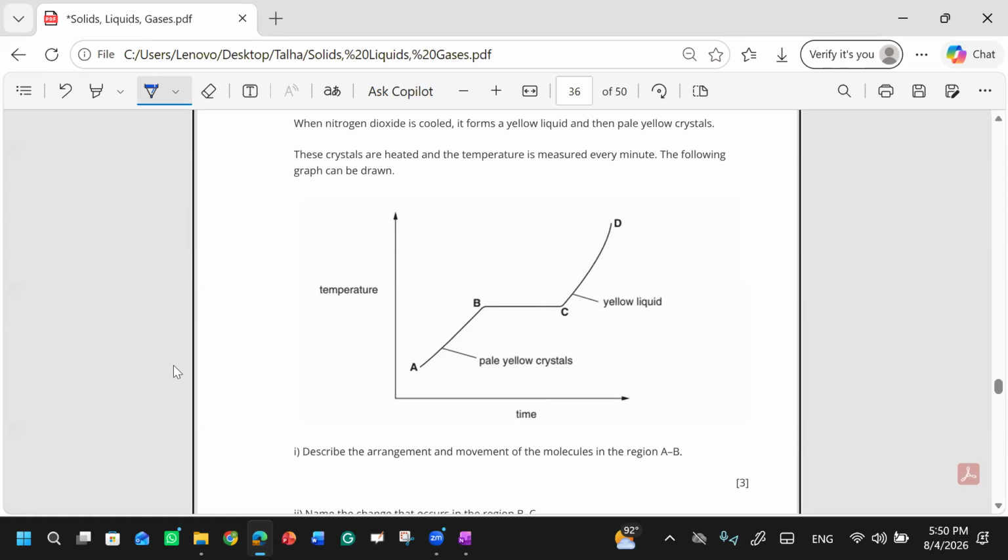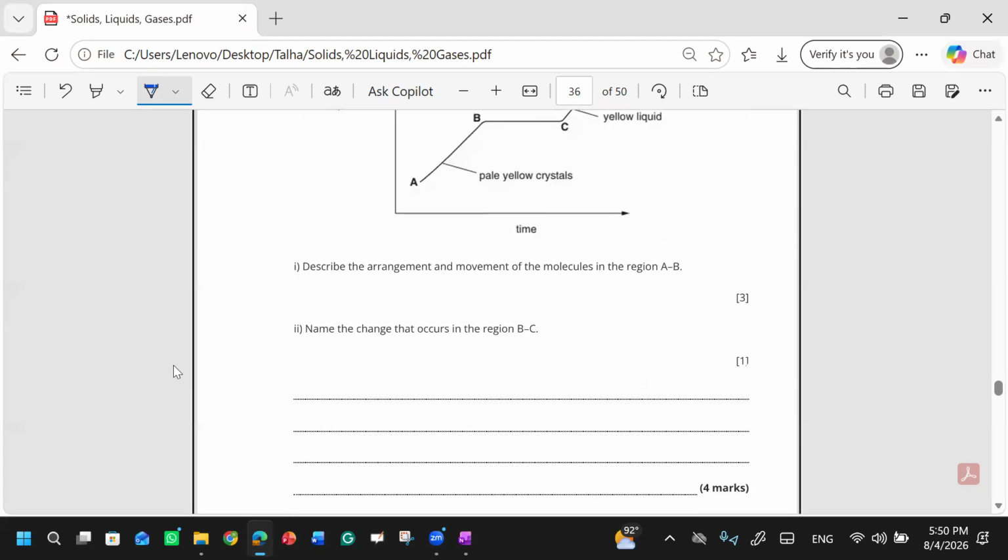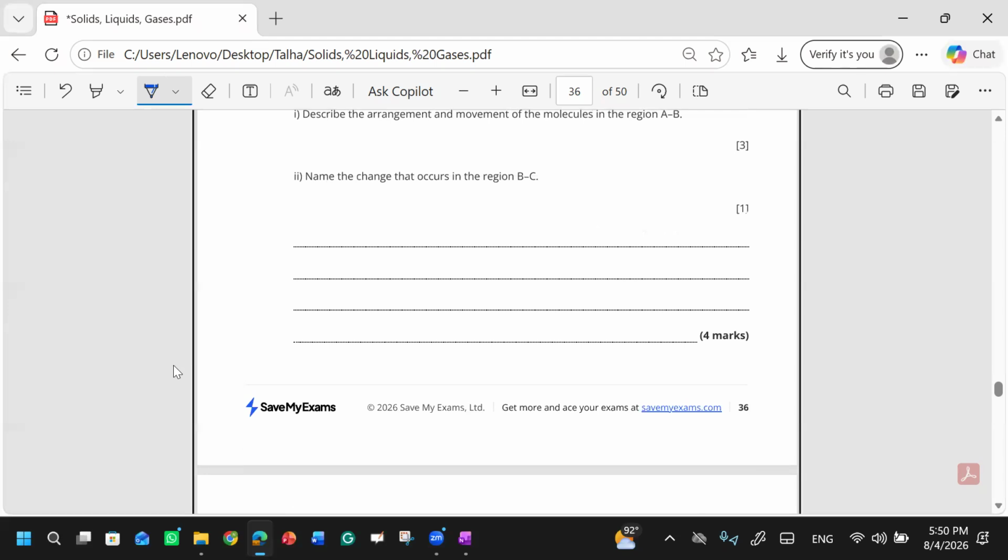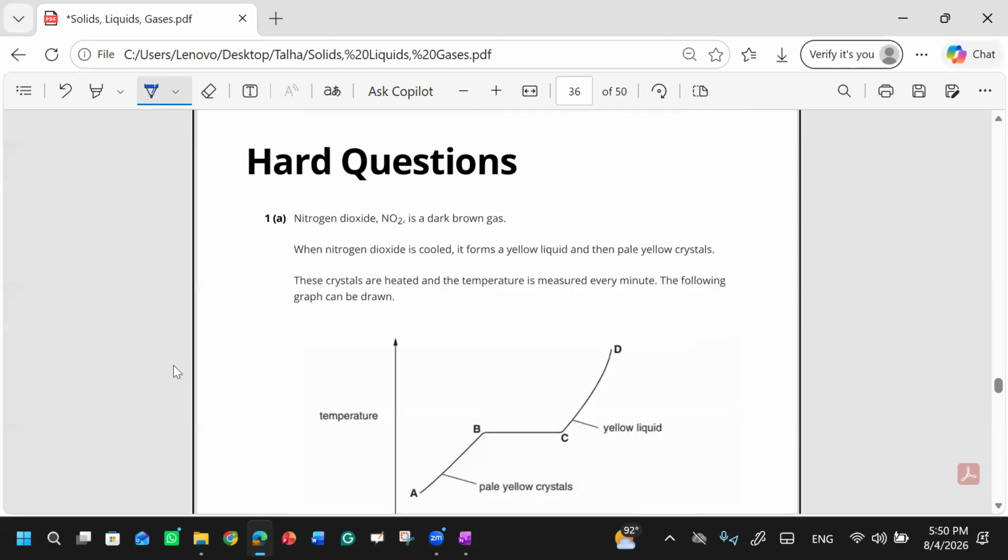It's a solid from A to B, and it will vibrate in fixed positions, but it will start melting. The molecules are tightly packed, in their fixed positions. They are close to each other. There are very minimum gaps, right? And the particles will vibrate only around their fixed positions. Okay. Name the change that occurs in the region BC.